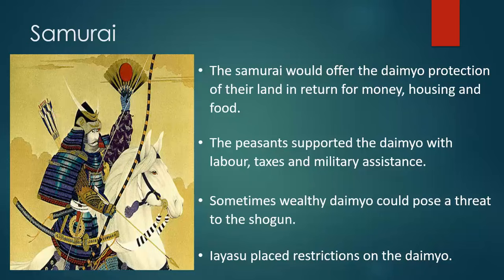Sometimes these daimyo could be very wealthy and then pose a threat to the shogun. Ieyasu knew this and placed some restrictions on what the daimyo could do and have.